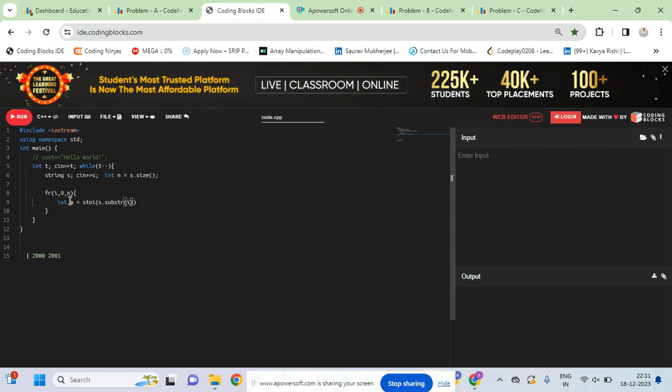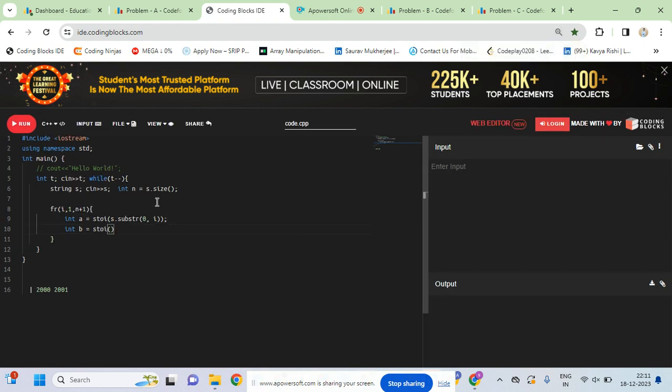You choose a starting point and then you choose a length. So the starting point is obviously always 0, and the length can be i, where i goes from 1 to n. So in this case it will go from 1 to n. Okay, and then b would be equal to stoi, string to integer, of substr.